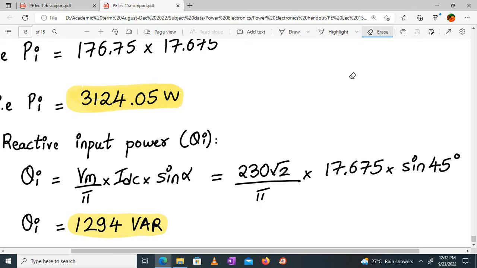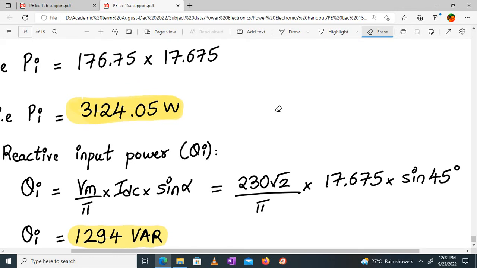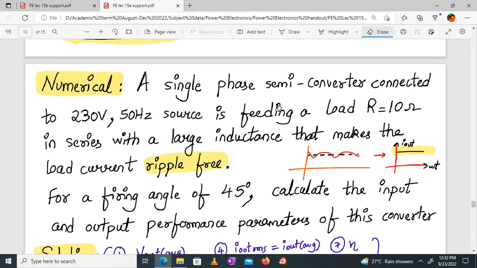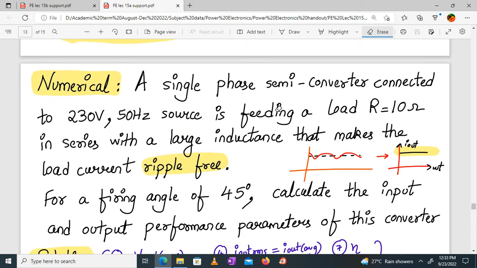So देखो, you're calculating now. Let me go back to the numerical. Numerical में दिया क्या है? What is the given information? V in RMS खाली बताया, सेमी कन्वर्टर है और R का वैल्यू दिया है, अल्फा का वैल्यू दिया है. And so many parameters, so much of information we got. ये इसको ही बोलते हैं एनालिसिस.